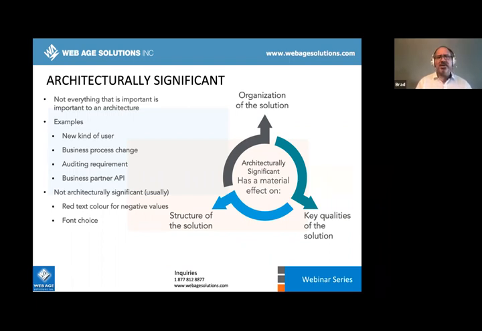But there are lots of things that really aren't architecturally significant. Think of an application that communicates with users. And maybe you make a design decision that numbers which are negative should be red. Okay, maybe it's reporting financial information. Well, that's great. That's probably a very important requirement. It doesn't change the structure and organization of the solution. It's just not architecturally significant.